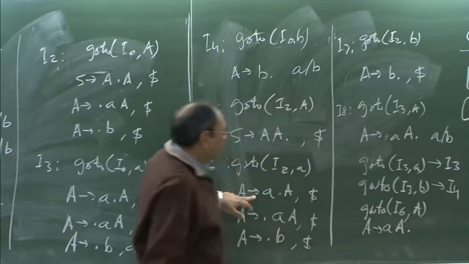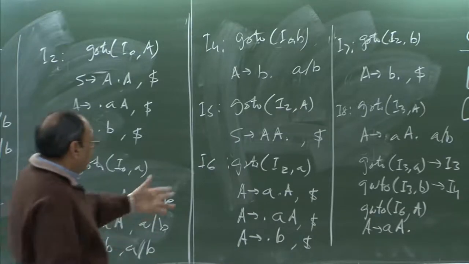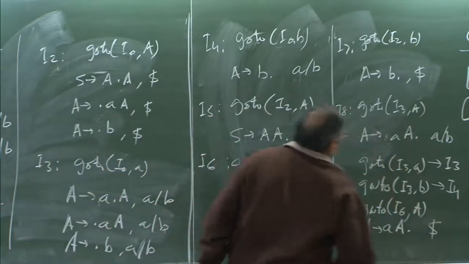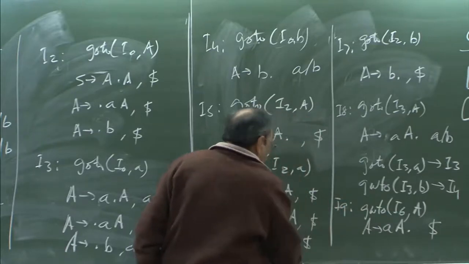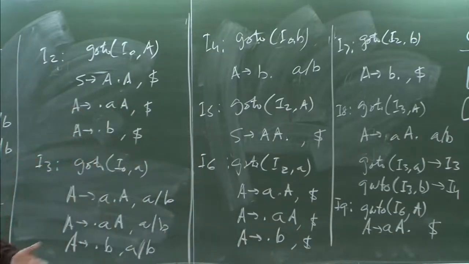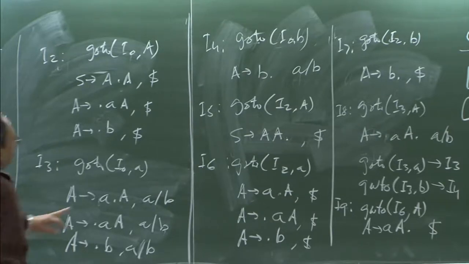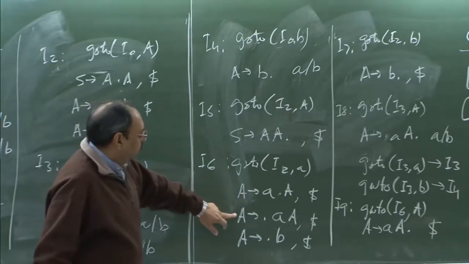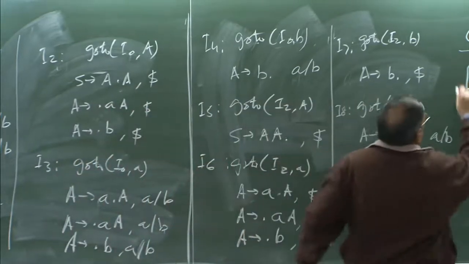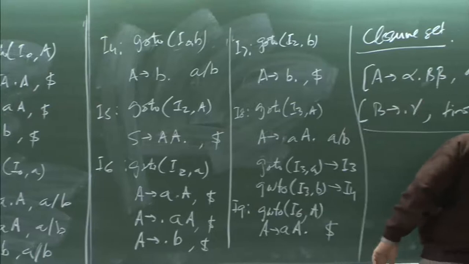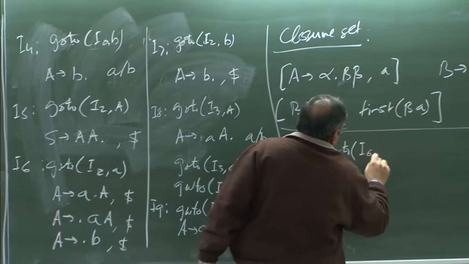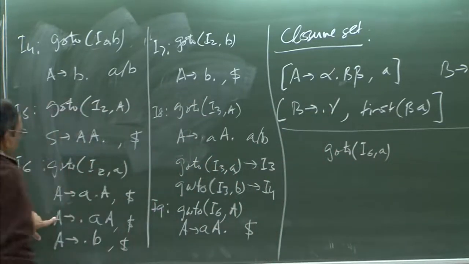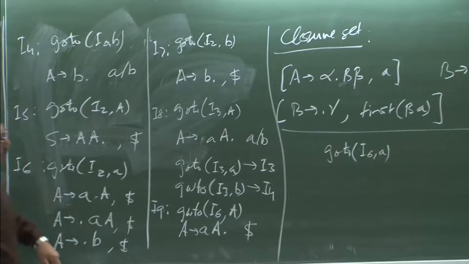a dot, and what is the look ahead? Dollar. I just carry it forward. And this does not exist anywhere, so let me call this state I9. If I take closure, it doesn't add anything more to it. Now let me keep this definition intact, and if I now say go to of I6 on A, that gives me I6 itself.